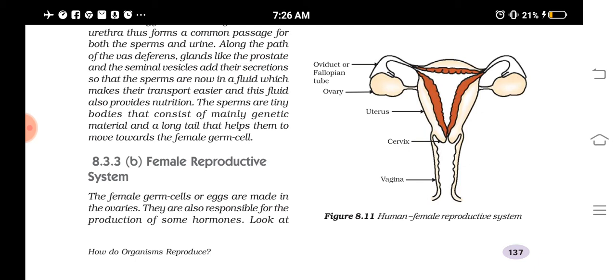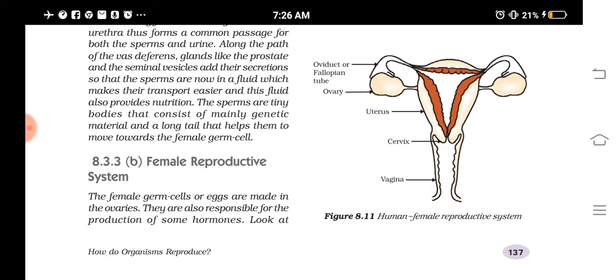Ovaries are placed inside the abdomen near to the kidneys. So what is the main function of ovaries? Ovaries help in the production of ovum or egg, and also they produce the female hormones, like what? Estrogen and progesterone. What are the male hormones known as? Testosterone. And the female hormones are estrogen and progesterone.